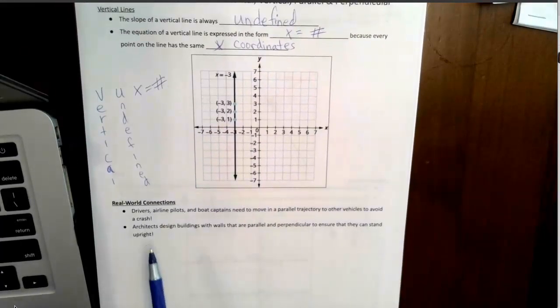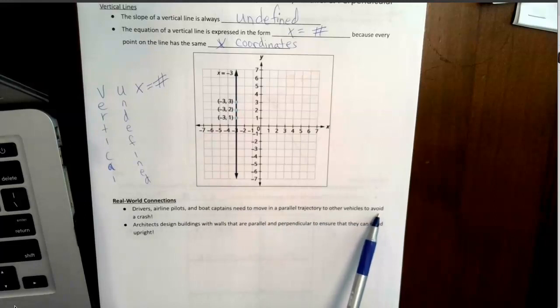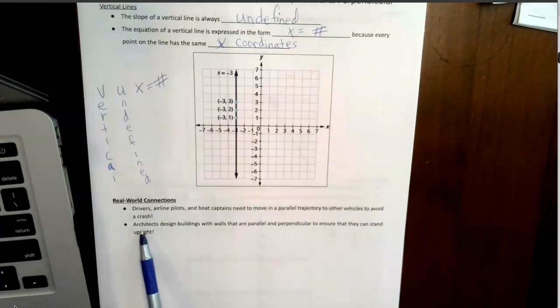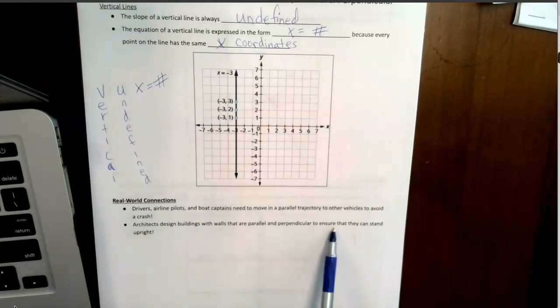Real-world connections. Drivers, airline pilots, and boat captains need to move in a parallel trajectory to other vehicles to avoid a crash. Architects design buildings with walls that are parallel and perpendicular to ensure that they can stand upright.